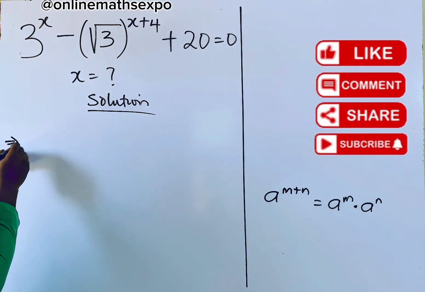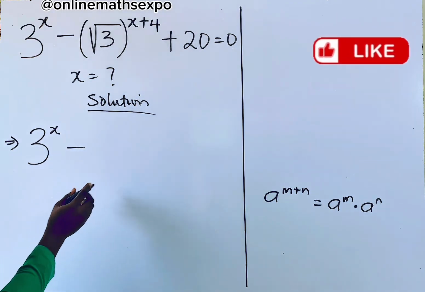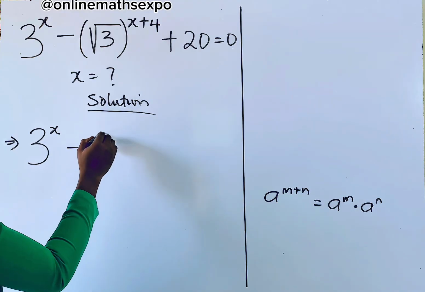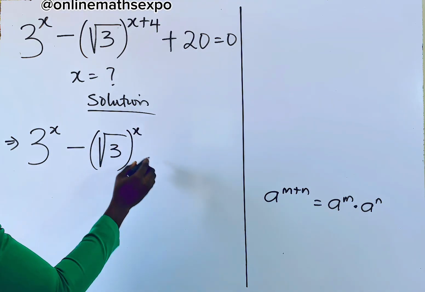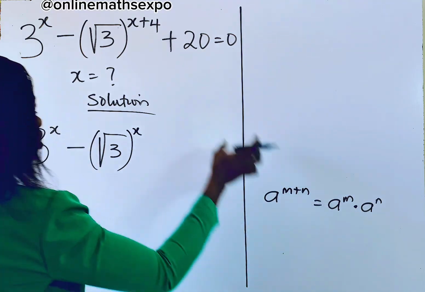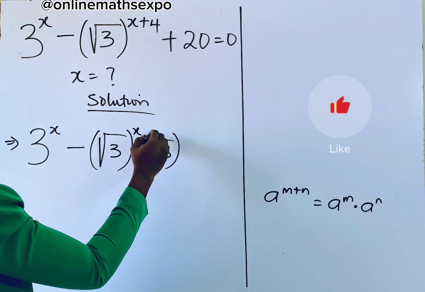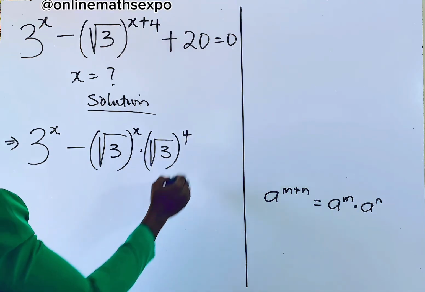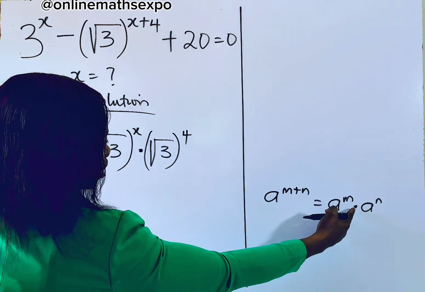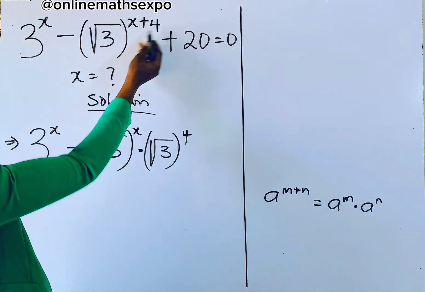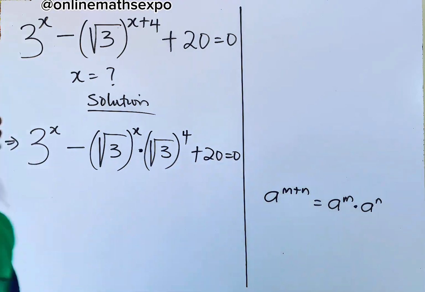To simplify, we're going to have 3 to the power of x minus, now this is root of 3, okay, raised to the power of x. Now obeying what we have here, you are going to have multiplied by root of 3 raised to the power of 4. So that when you add these two powers, remember this is multiplication, it gives you back x plus 4. Then add 20 is equal to 0.